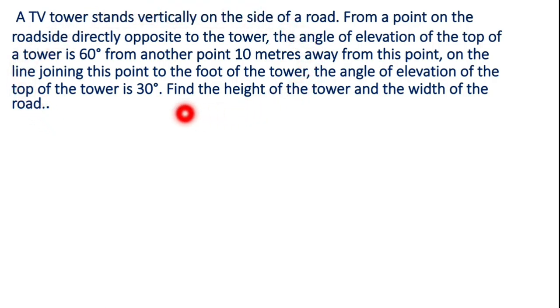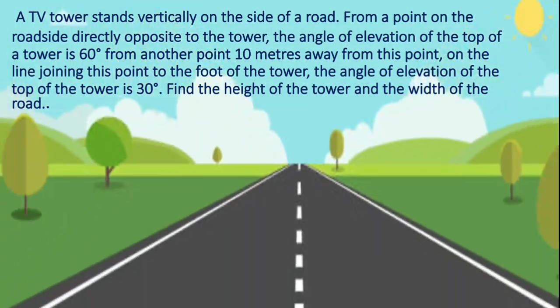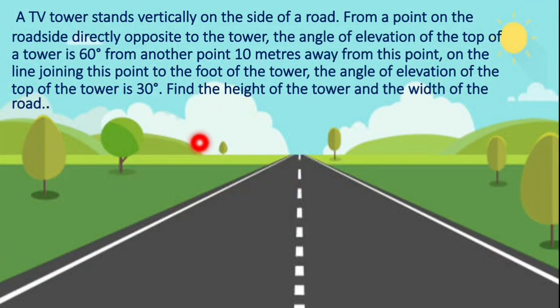Clearly observe here, a tower stands vertically on the side of a road. That means we have to consider a tower on a roadside. From a point on the roadside directly opposite to the tower. So we can assume the problem like this. Just consider a road like this. Assume that this is the road, and a tower stands vertically on the side of the road. So this is one side and this is another side. On one side we have to consider a tower. Just consider a tower like this. This is the tower which is on one side of a road.